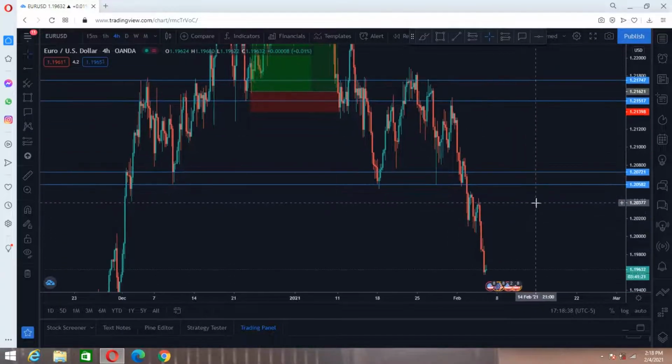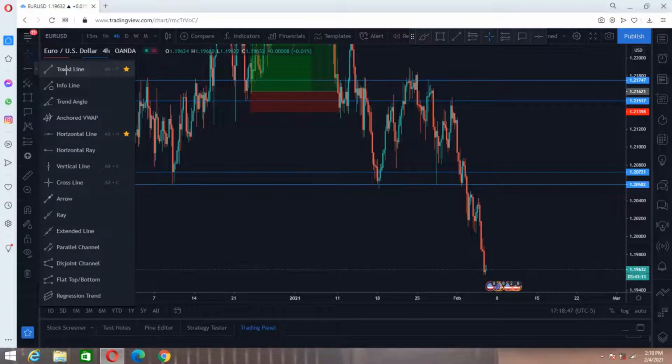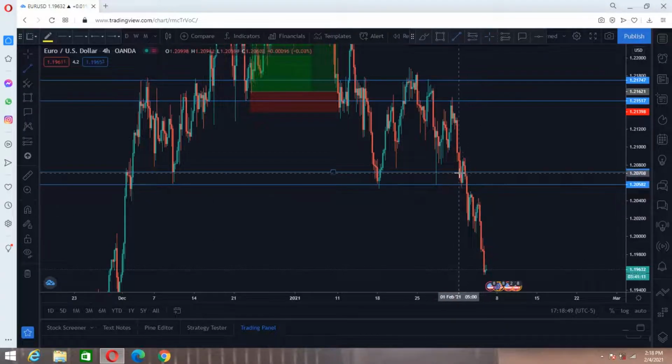So normally what I would do is wait for it to come here. If it broke my support, I know it's going to turn into resistance, so I'll wait for it to break, then come back for a retest. Then that's when I can enter it again.